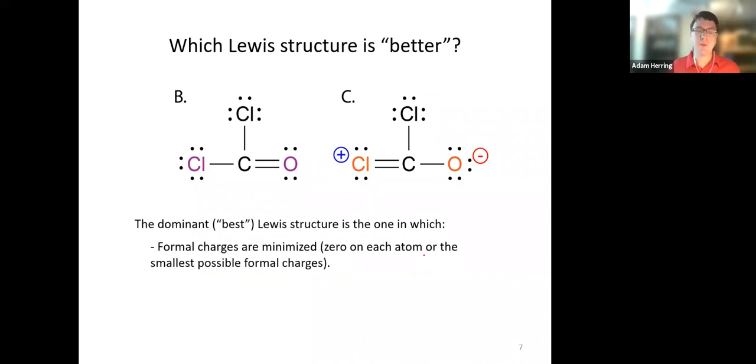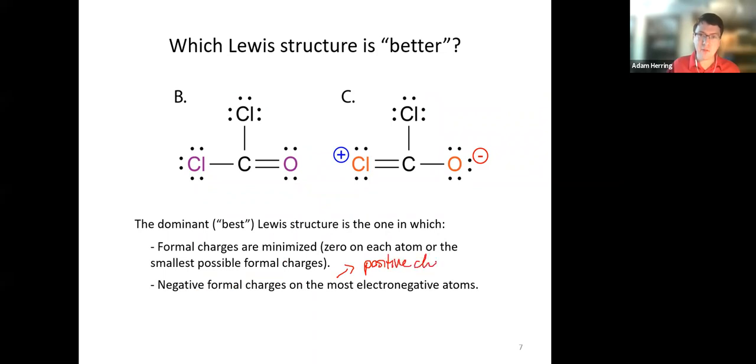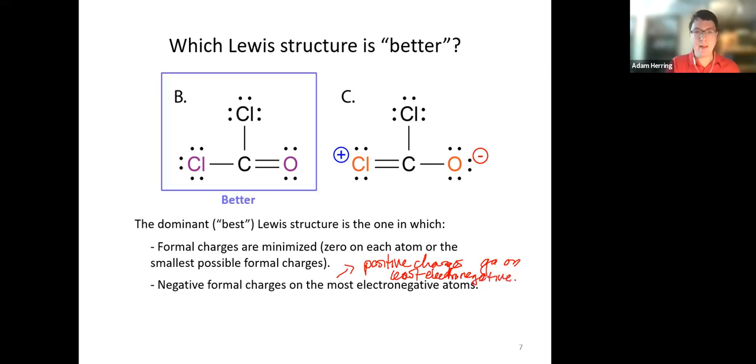So the best Lewis structure is the one where formal charges are minimized. They're as close to 0 as possible for the greatest number of elements. However, if you have to have a positive or negative charge, you want the negative formal charge to go on the most electronegative element. The corollary to that is that positive charges go on the least electronegative element. And therefore that means that the structure on the left is better. It has formal charges of 0 for the different elements.